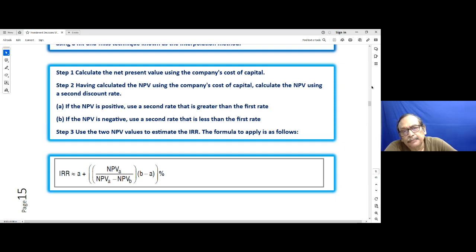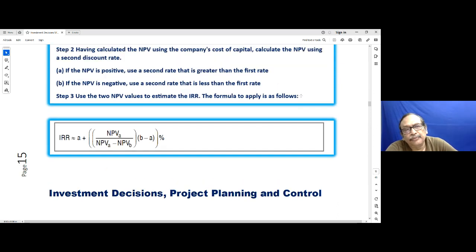So if the NPV is positive, use a second rate that is greater than the first rate. If the NPV is negative, use a second rate that is less than the first rate. Step 3, use the two NPV values to estimate the IRR.